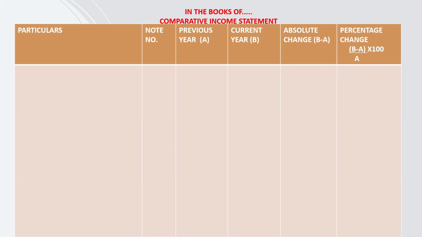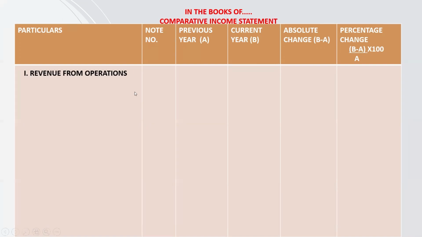Now coming to the comparative income statement. As I shared earlier in the case of the comparative balance sheet, it is very important to first learn the format. Similarly, when you are preparing a comparative income statement, you can see the heads are the same. We have first particulars, then note number, then previous year, current year, absolute change and percentage change. Calculation will become very easy when the format is easy to grasp. When you are thorough with your format, you will find this question very interesting, and it is a very scoring question as per your CBSE board exam.